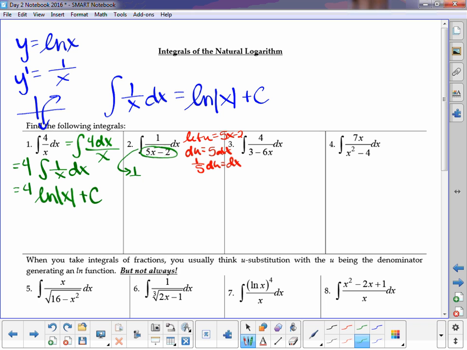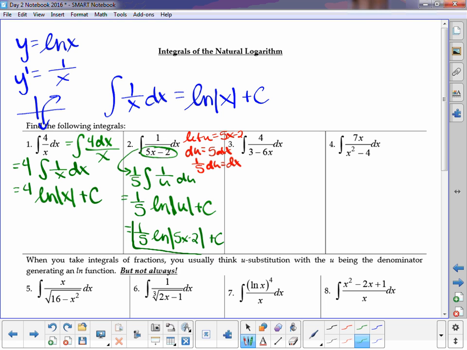So, let's see, we've got the 1/5 hanging out in front. Integral of 1 over u du. Questions so far? Okay. So, we have then 1/5 times, what's my antiderivative of 1 over u? Natural log of the absolute value of u. Plus. Don't forget though, to start off with x, we need to finish in terms of x. So 1/5 natural log of the absolute value of 5x minus 2. Plus C. There. Questions?